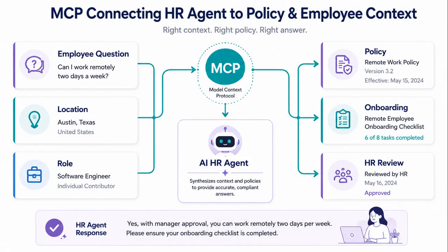Now let's look at an example, an HR agent. An HR agent can answer employee policy questions. But policy answers depend on context. Location, role, employment type, and policy version may matter. MCP can connect the agent to the right policy resources. It can also support onboarding workflows or document checklists. Sensitive cases should be routed to human HR review. This keeps automation helpful but controlled.